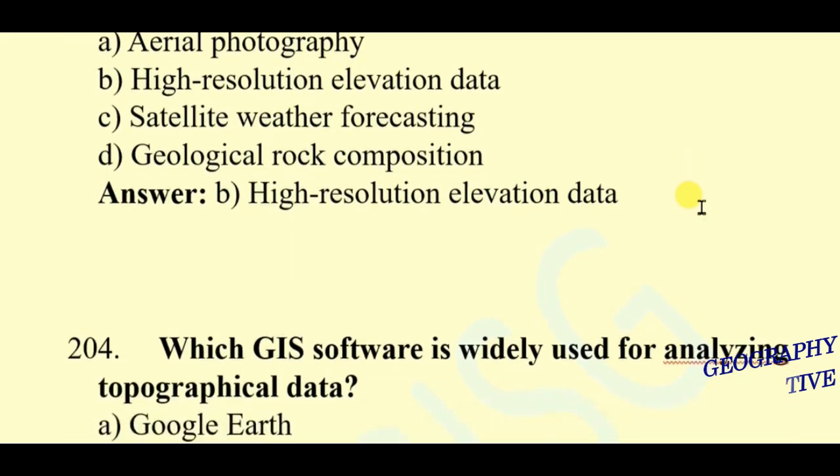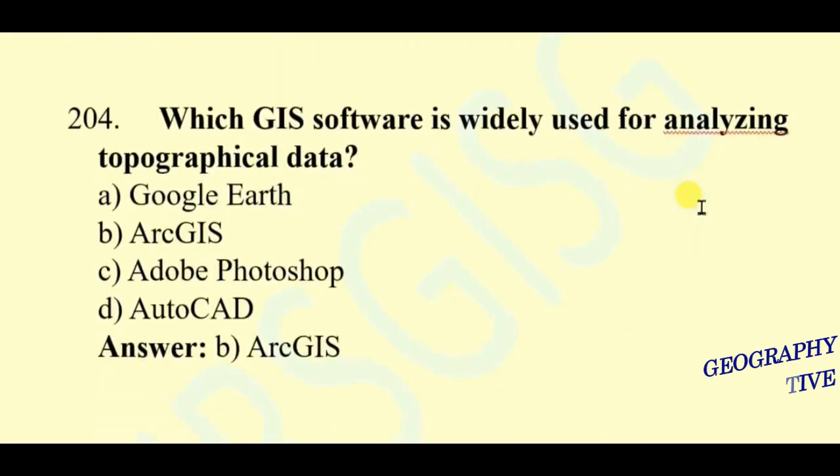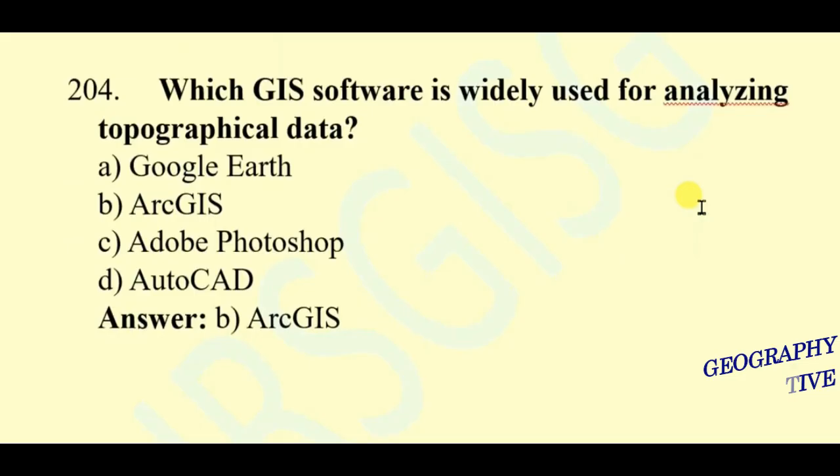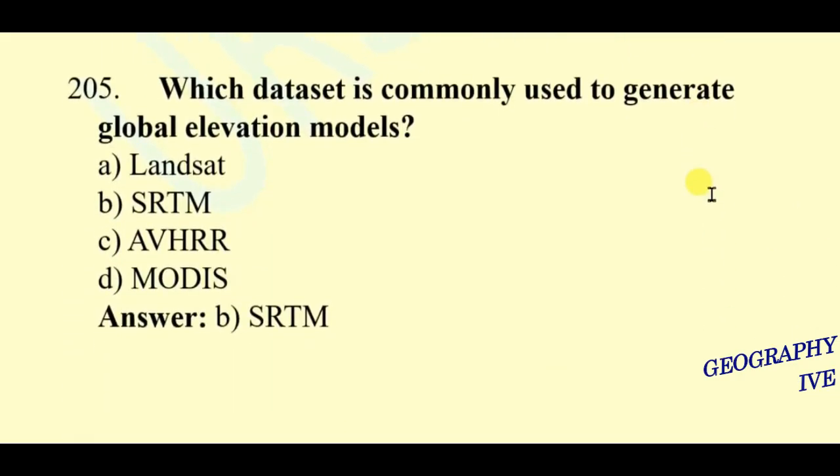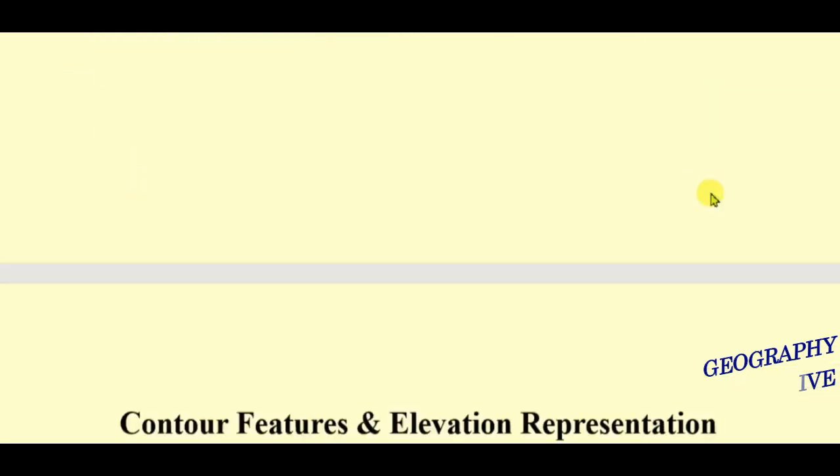Question 204. Which GIS software is widely used for analyzing topographic data? Google Earth, ArcGIS, Adobe Photoshop, AutoCAD. Here the right answer will be ArcGIS. Question 205. Which dataset is commonly used to generate global elevation models? Landsat, SRTM, AVHRR, MODIS. Here the right answer will be SRTM.